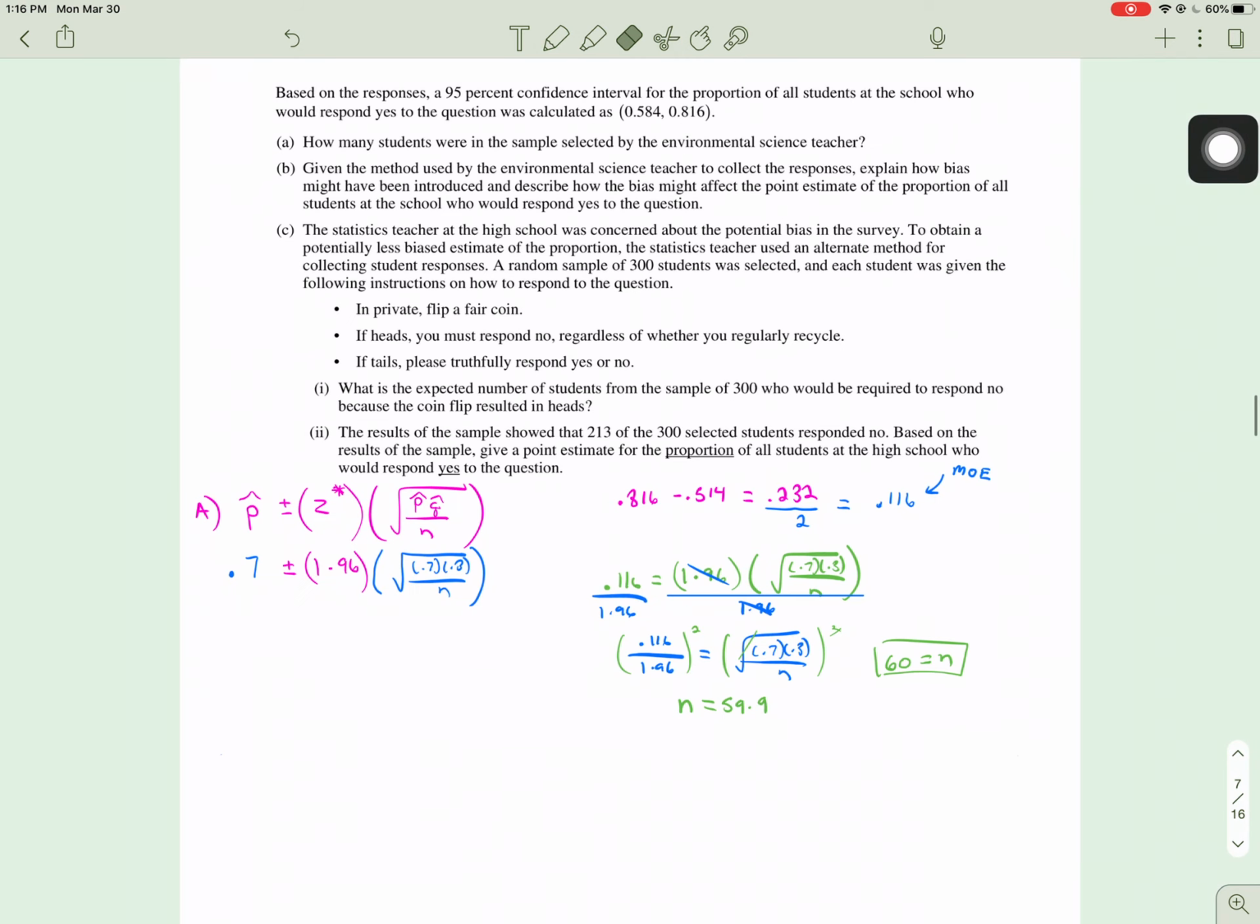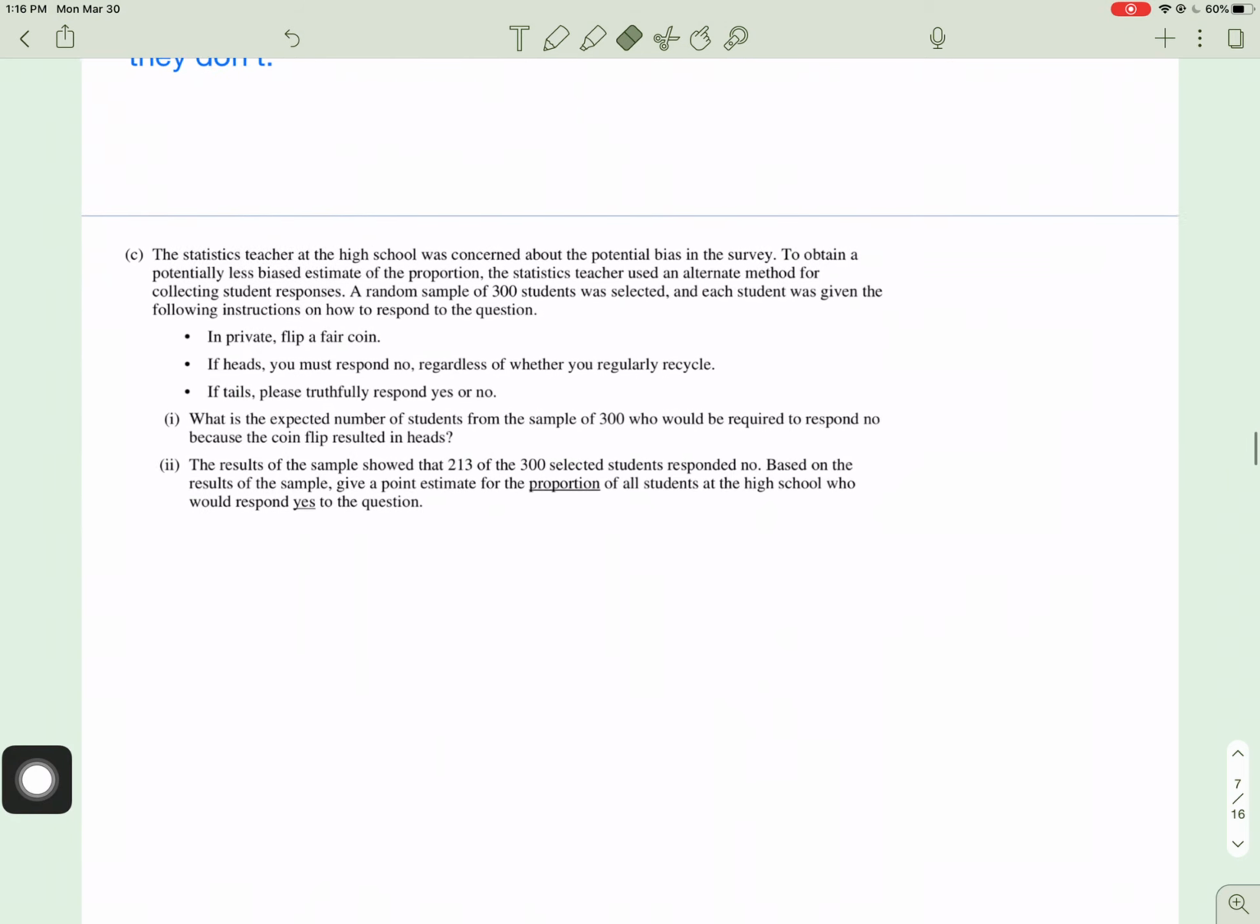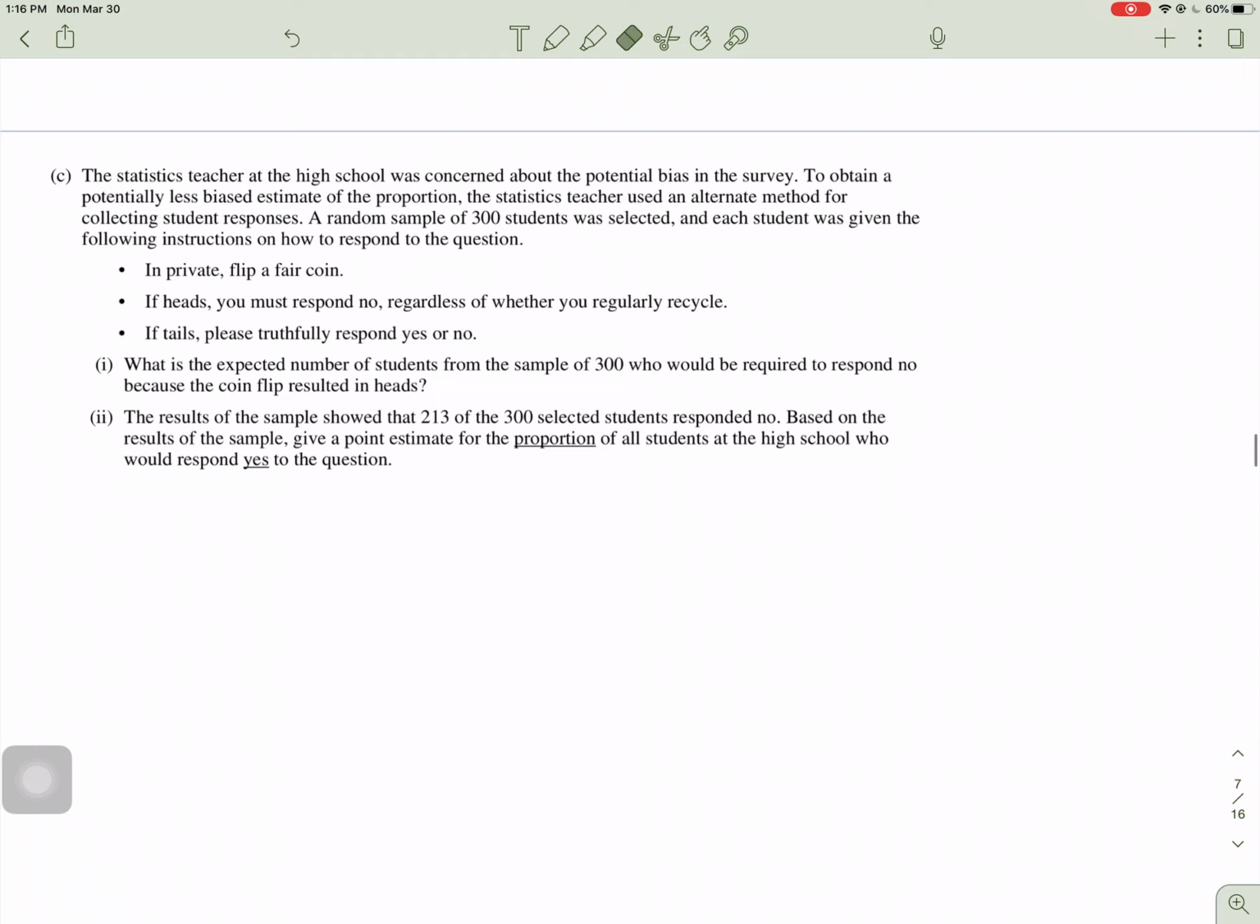So what did I write for B? I wrote, there might be bias since the teacher, who is an environmental science teacher, asks their own students the question. The students may have felt more obligated to lie and say they do regularly recycle even when they don't. Now, I didn't say this would lower the point estimate, but I am saying it in a sentence. Now, part C. Part C is a little strange, and it might take a few read-throughs to understand what's happening. I'll do my best to explain it.